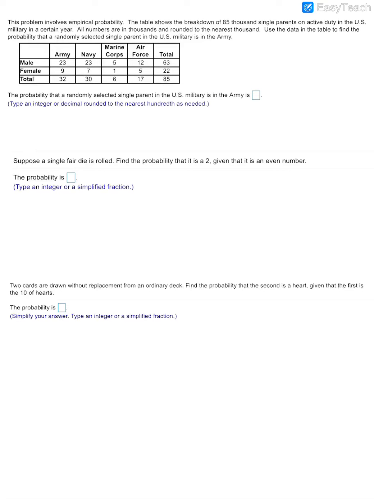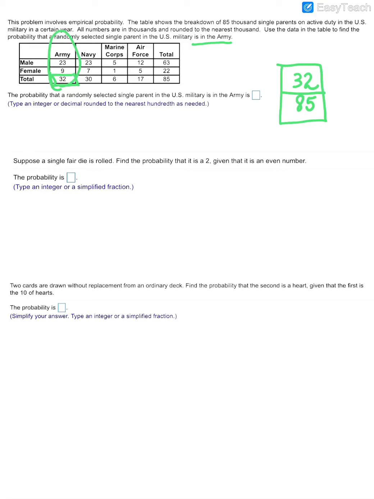that is in the U.S. military is in the Army. So we are focused on just the Army. They did not care whether they were male or female. So in this case, we will take note that there are 32, and of course that's in thousands, individuals who are in the Army. And that is the total out of the 85,000 total people in the military. And then certainly if you can reduce, you definitely want to reduce. But in this case, this particular fraction does not. So we would say that our answer is 32 out of 85.